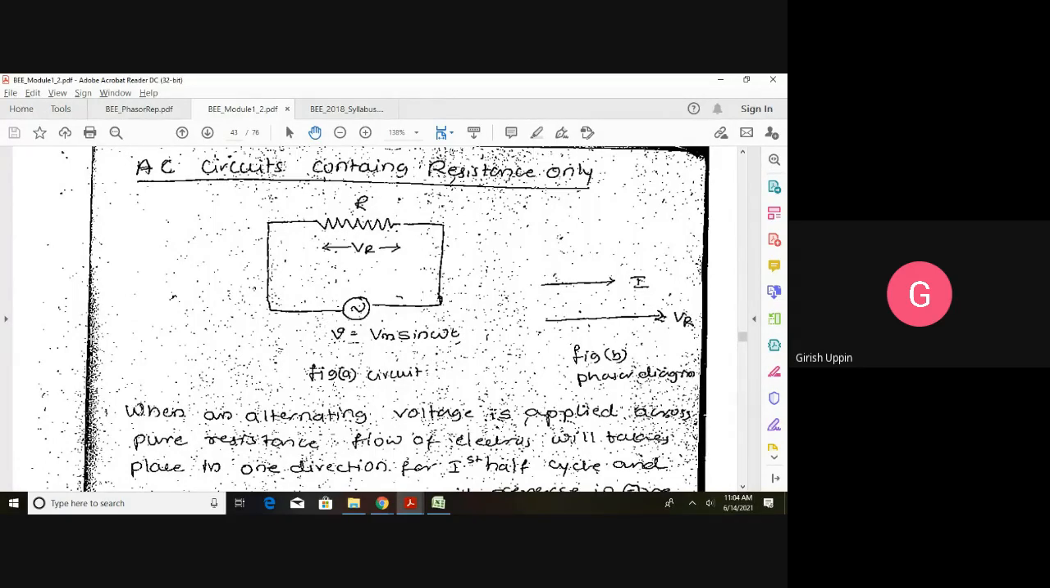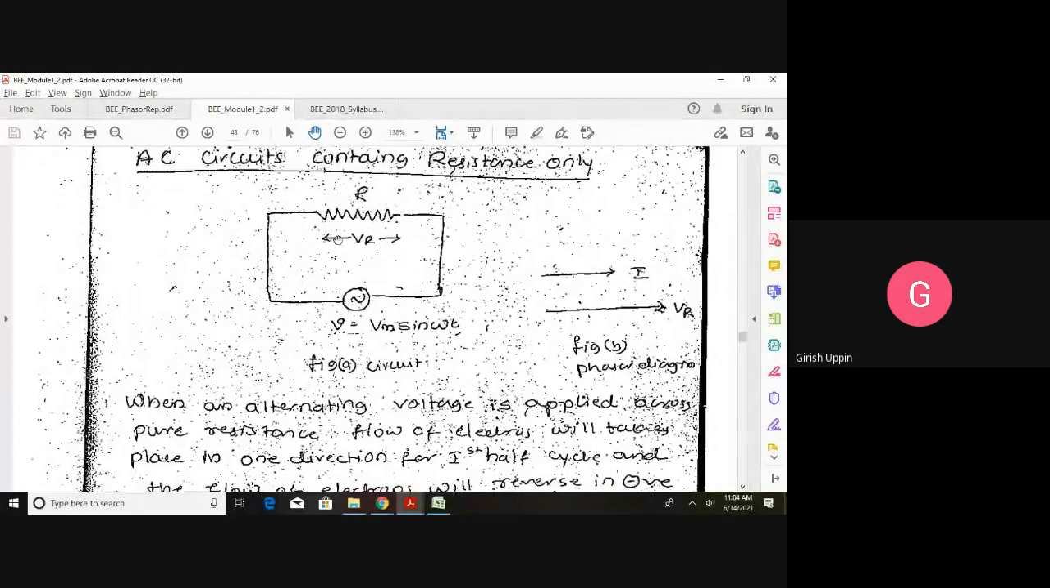Now, when you apply this voltage to the pure resistive circuit, it will result in a current in the circuit. Because you have applied the alternating voltage, the resulting current is also alternating in nature. So, applied voltage is alternating voltage, and the resulting current is also alternating. The magnitude is given by, so we can apply Ohm's law. When we have the current here, the current will flow through the resistor, and there is a voltage drop of VR across the resistor.